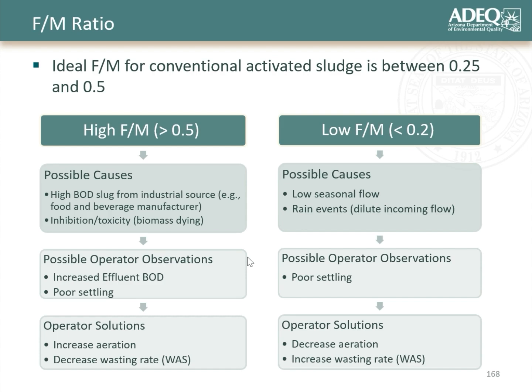Or number two, decrease the wasting rate to increase the biomass in your system because you're not removing them as much. And then your microorganism population will come up and that ratio will then come down.